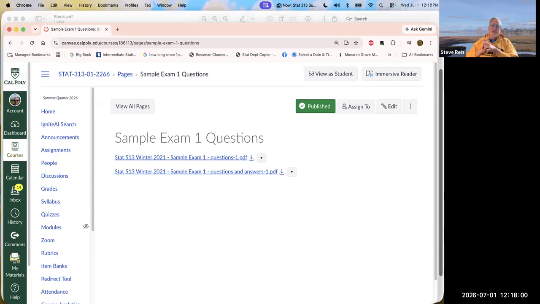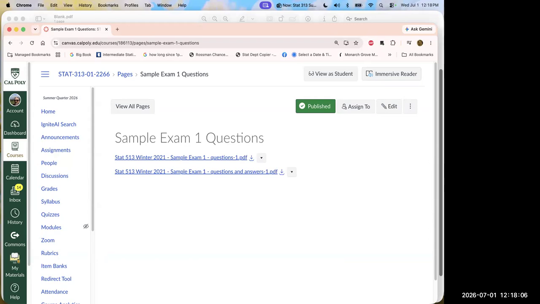If any of you have questions, now would be a really good time to ask questions about the format or style. I have a question. Yeah, Emma. So if the questions are written so that you don't necessarily have to use JMP, does that mean that the exam itself is a lot more conceptual heavy?